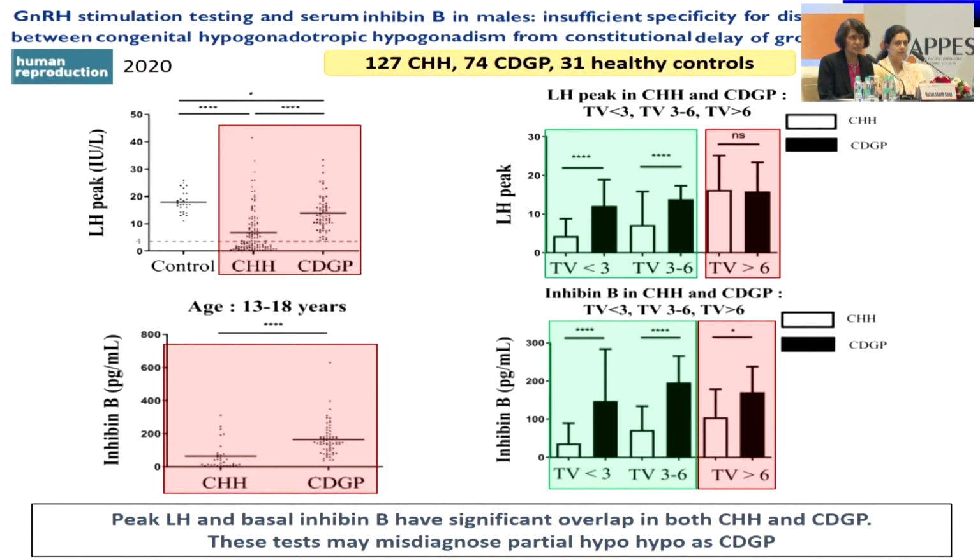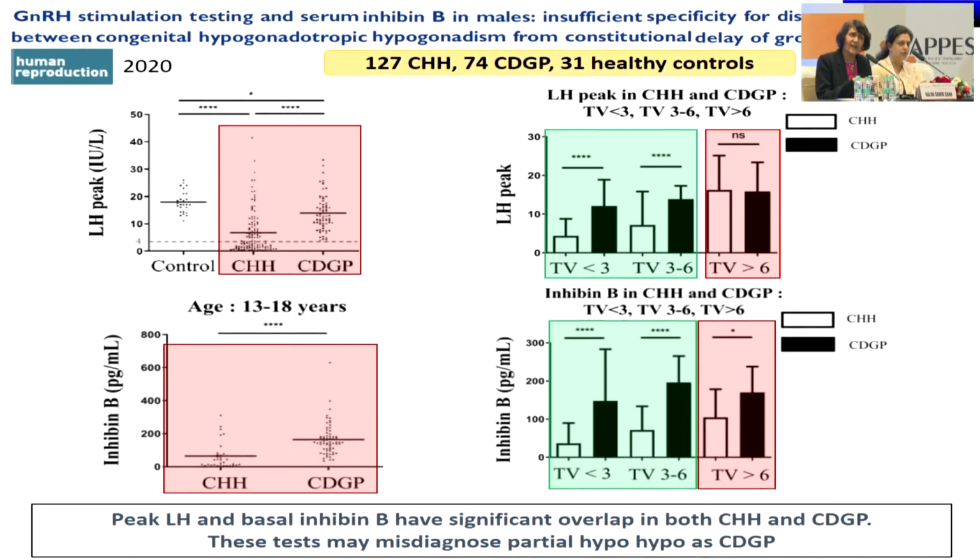And what they have shown is that when you use GnRH stimulated LH as a cutoff, hardly any patient with constitutional delay in puberty has an LH below 4, but more than 40% of patients with hypogonadotropic hypogonadism will have an overlap between the value generated for hypogonadotropism and constitutional delay.